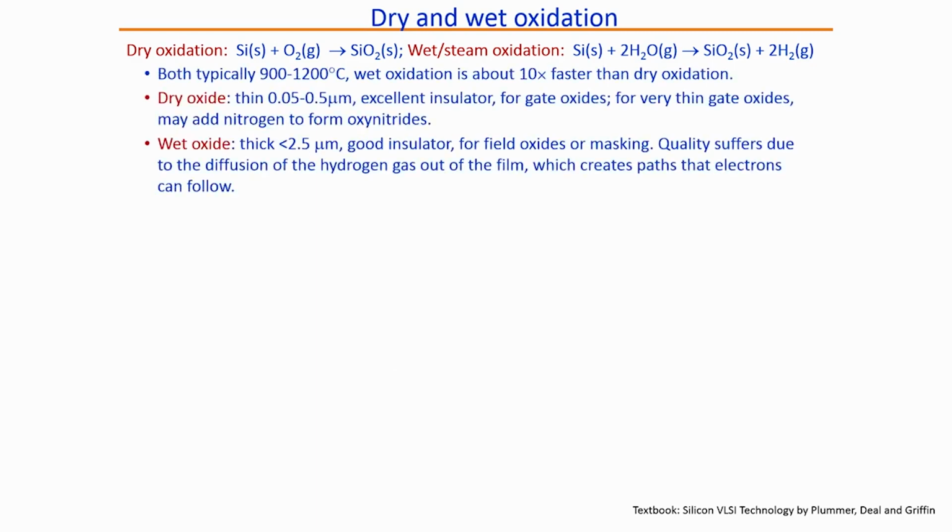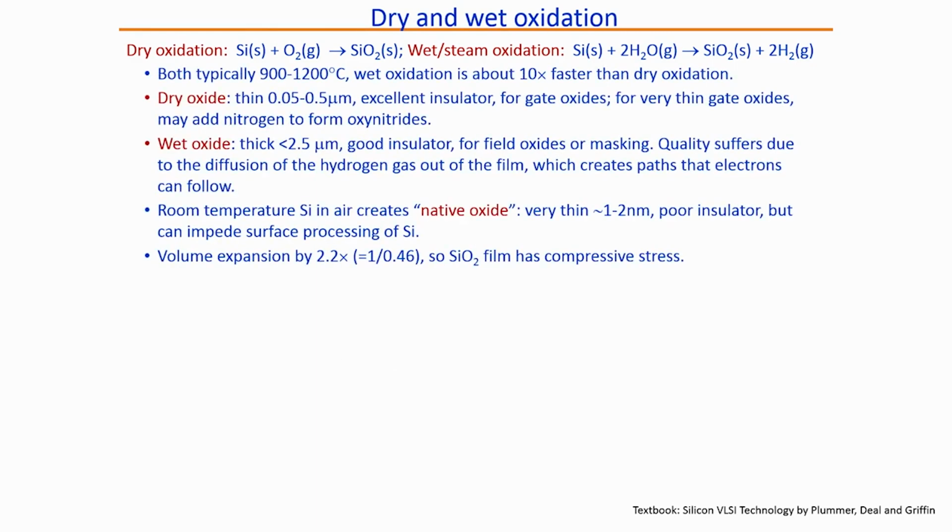Dry oxidation, you know it, is only with silicon and oxygen, while wet oxidation is with the help of water vapor. When you have water vapor, there is hydrogen gas which will also come as a byproduct. Wet oxidation is faster than dry oxidation, however dry oxidation is better. The quality of the insulator is excellent in case of dry oxidation, and in case of wet oxidation it is not, because the hydrogen gas that comes out of the film creates a path that electrons can follow.